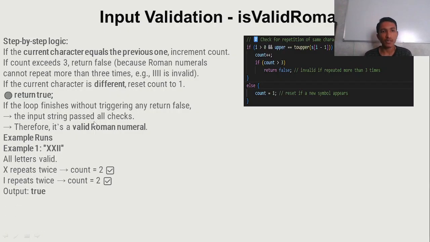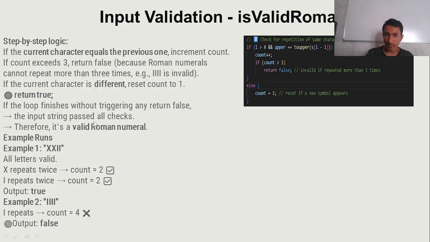Now let's take an example, example one, XII. So all letters are valid. X repeats once, I repeats twice, so count is equal to 2, which is less than 3. So our output will be true. Now if I repeats 4 times, the count becomes 4, and our output will be false. We will say that the Roman number entered by the user is invalid.